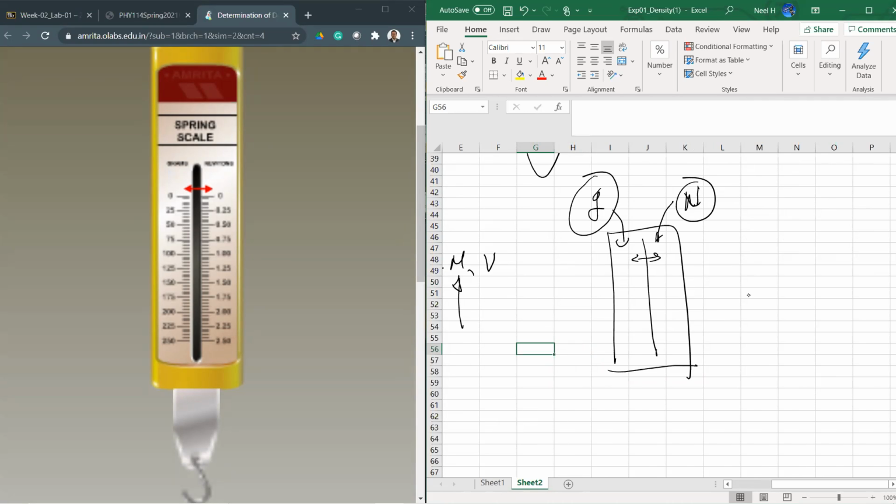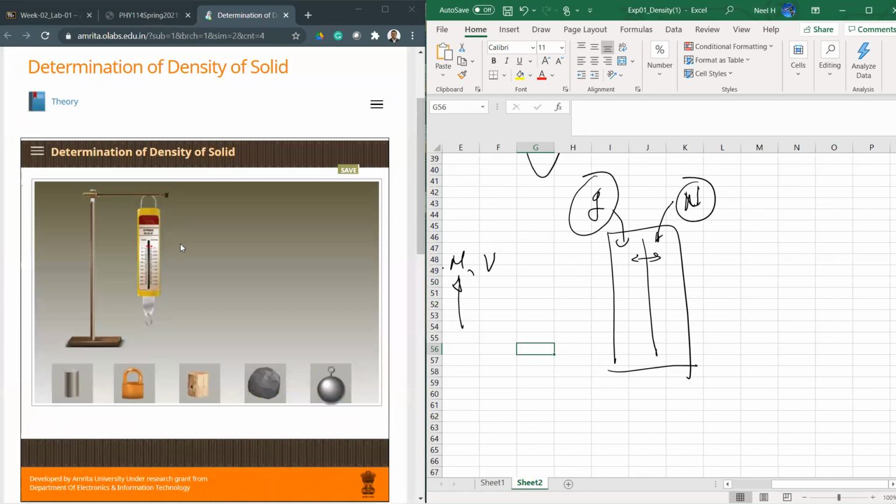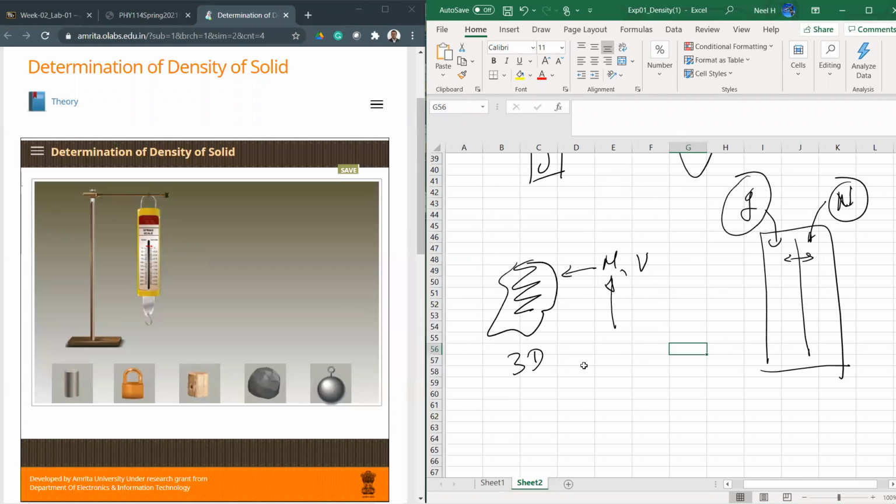Because of that, we're going to read the left side scale. Whenever we hang the object on this scale, a zoomed-in picture will appear. You can easily read the scale reading, okay? That's the plan. So measuring mass is very simple.